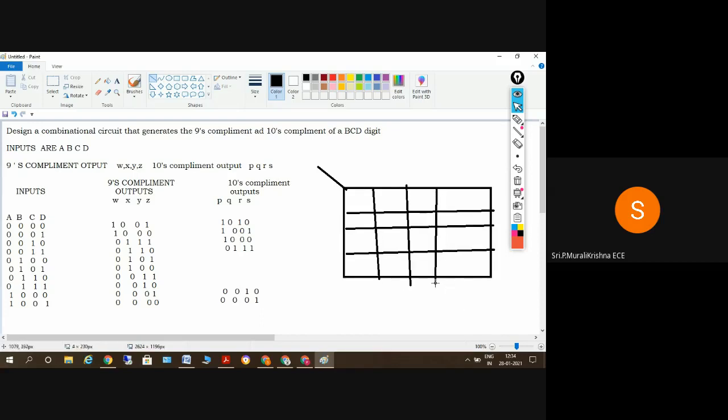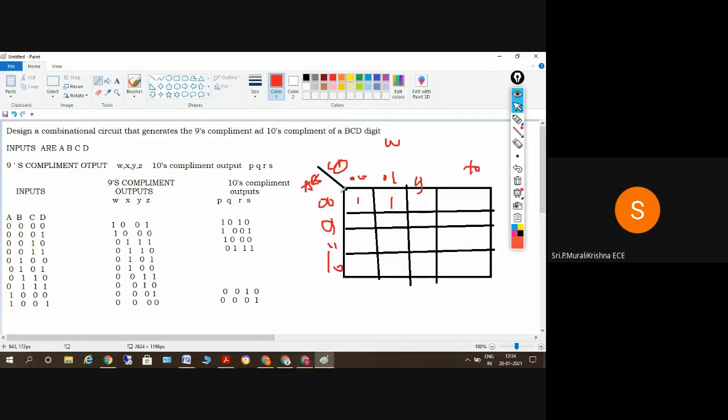So this is inputs, right? So A, B, C, D. I'm finding the equation for W now. So 0, 0, 0, 1. So 1, 0, 1, 1, 0, 0, 0, 1. So 1, 0, 1, 1. So at W, for 0, 1 it's 1 and the remaining things are don't cares here. So the remaining things are zeros.